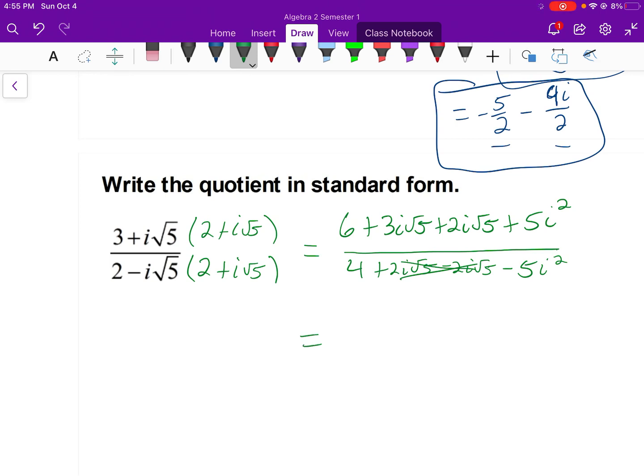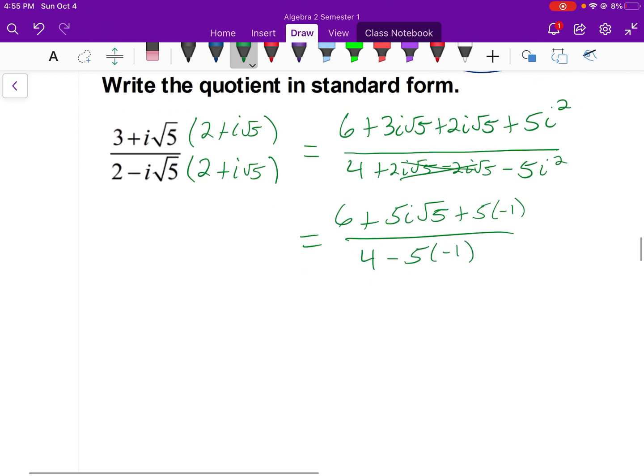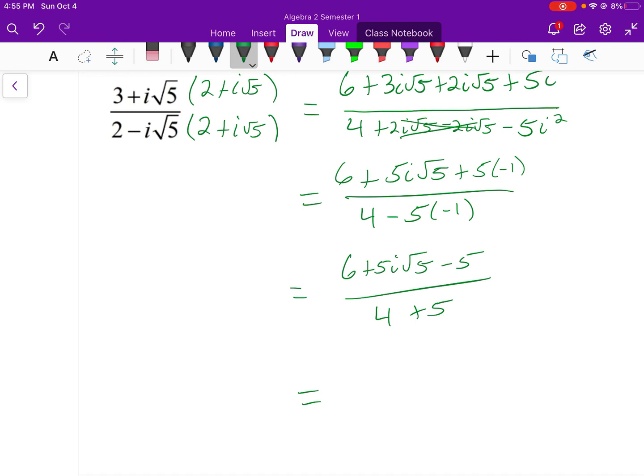So, simplifying that numerator now, we're going to get 6. 3i plus 2i, that's going to give us 5i, and we're still going to have that root 5, plus 5 times negative 1, over 4 minus 5 times negative 1. So, 6 plus that 5i root 5 minus 5 over 4 plus 5, because we're going to subtract a negative 5, so plus 5. And combining like terms again finally, 1 plus 5i root 5 over 9.